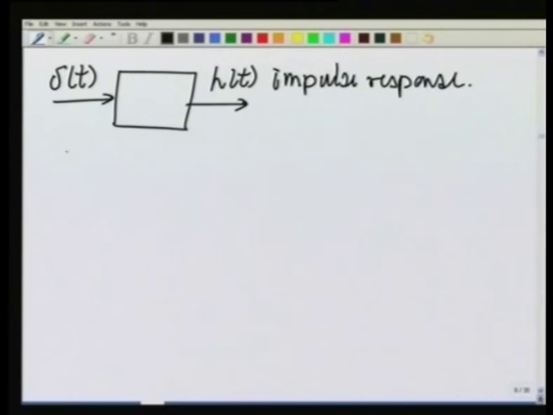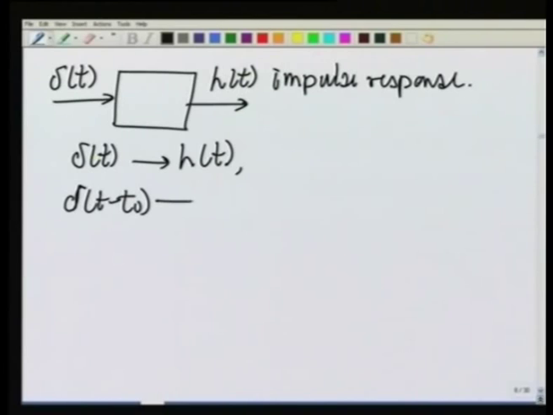Since delta(t) is our impulse, h(t) is our impulse response. So, if delta(t) yields h(t), then by time invariance delta(t minus t naught) must yield h(t minus t naught). This is, as I said, by time invariance.